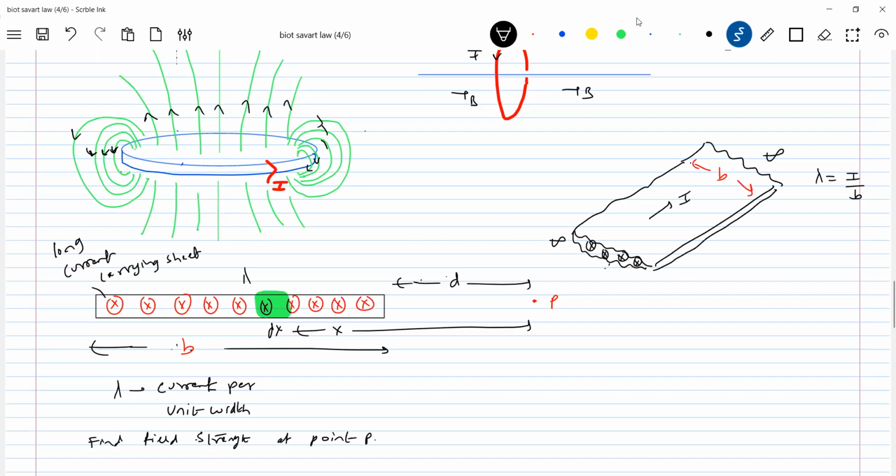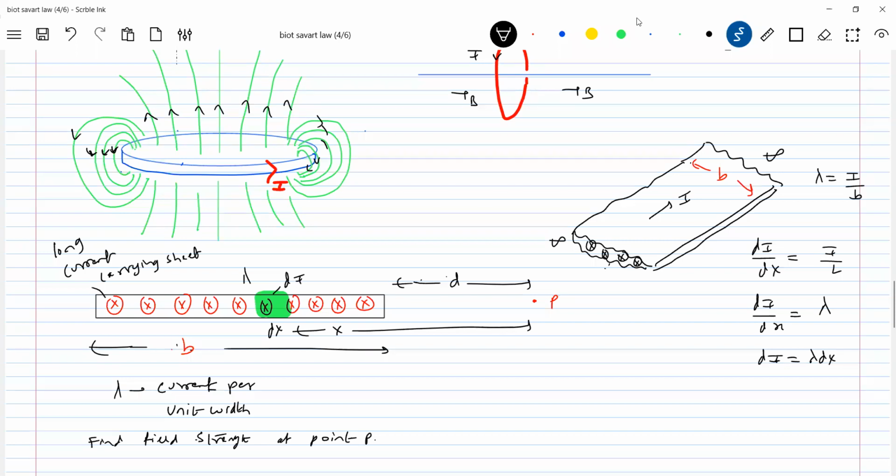Try to analyze here. In electrostatics we had charge; now it's all about the current we are going to define. So how much current is here? Let it be di. That will be like a thin long wire. So we define di by dx is equal to lambda, the total current per length. So di is equal to lambda dx.